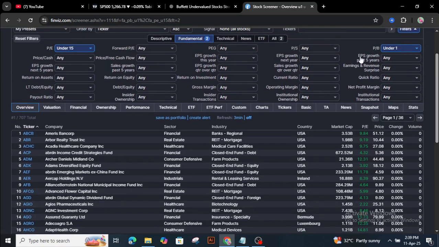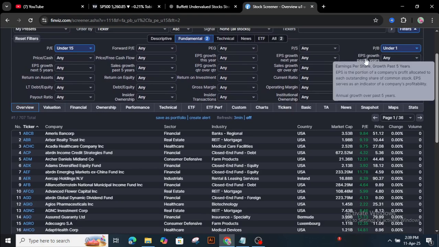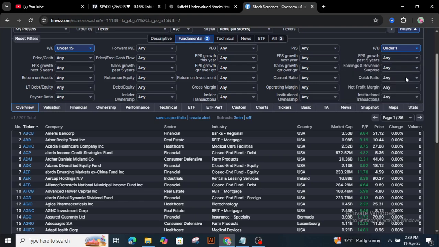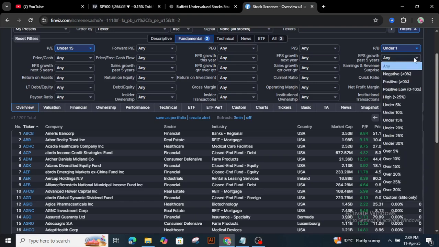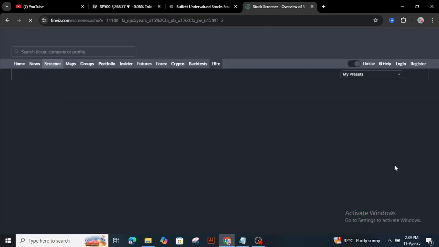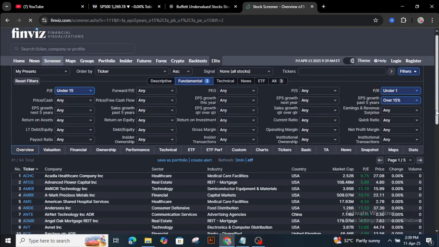First of all, let me tell you the first thing. You need to set this EPS growth past 5 years. This tells you EPS growth. EPS is the portion of the company profits allocated to each share. This tells you that the company has been growing consistently in the past 5 years. So you can put this to over 10% or 15%. Let me just put it at over 15%.